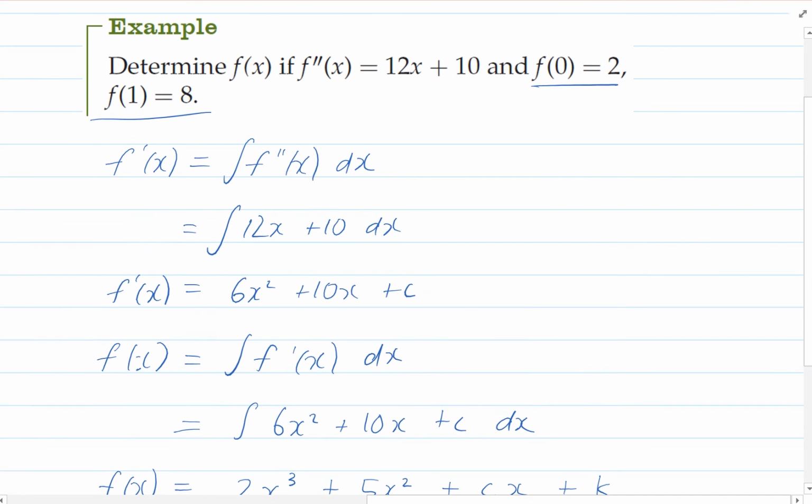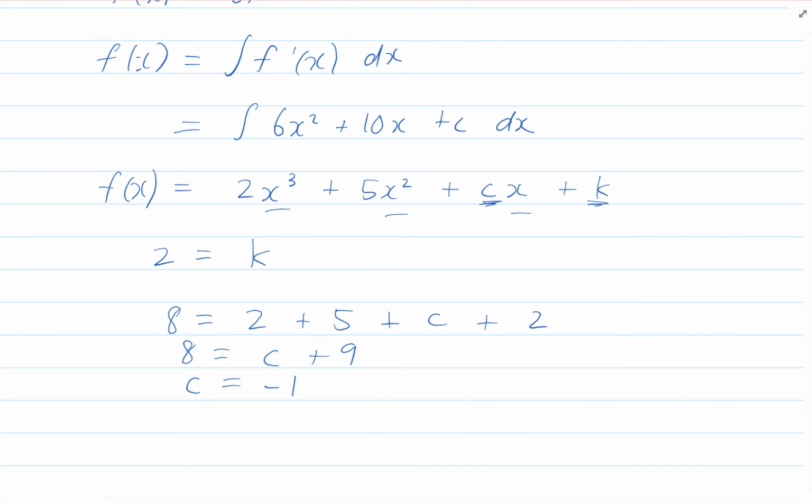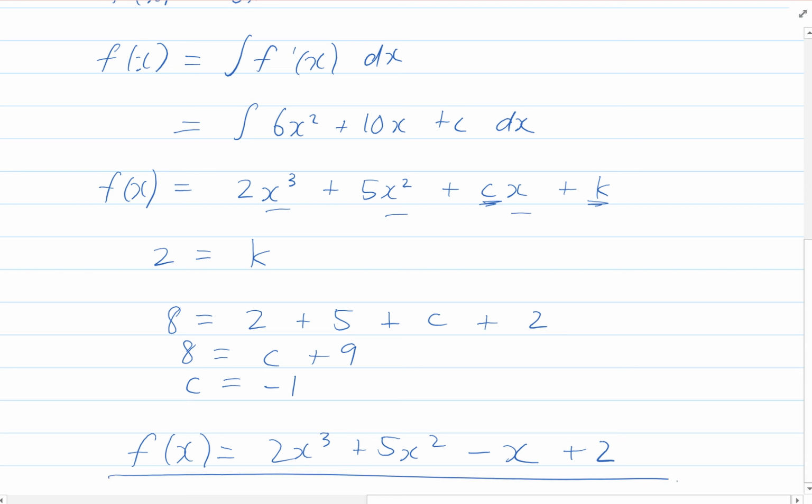Alright, so let's just go back to the question. Now it's asking us for f of x, so we need to write out what f of x is. So f of x is 2x cubed plus 5x squared, sorry, it should be minus 1x, getting a bit confused here, and then plus 2 for k, and that's our final answer there.